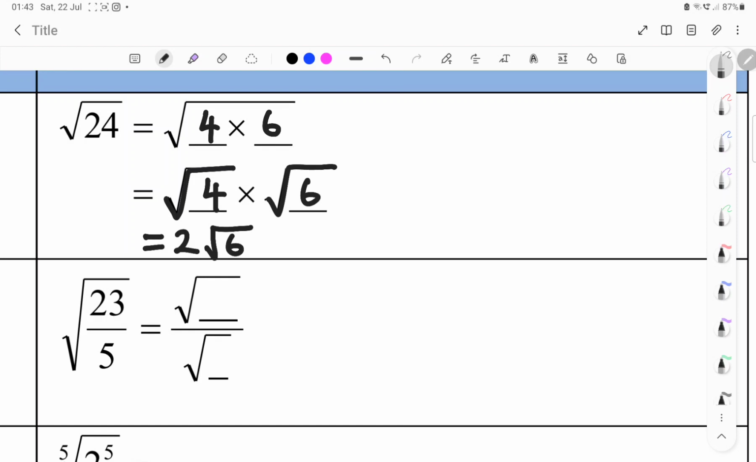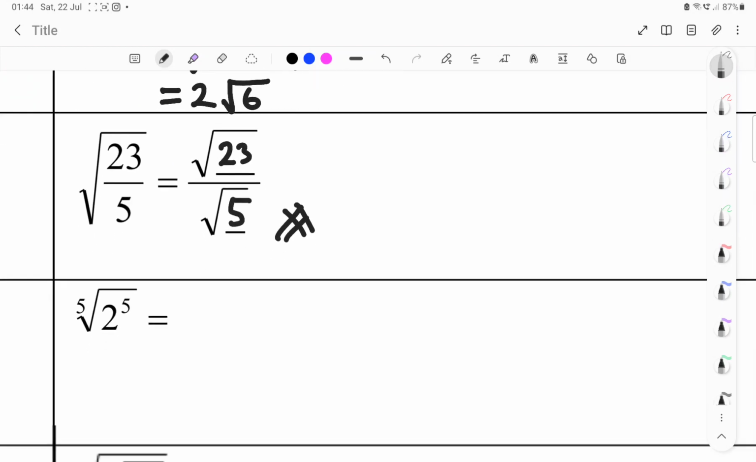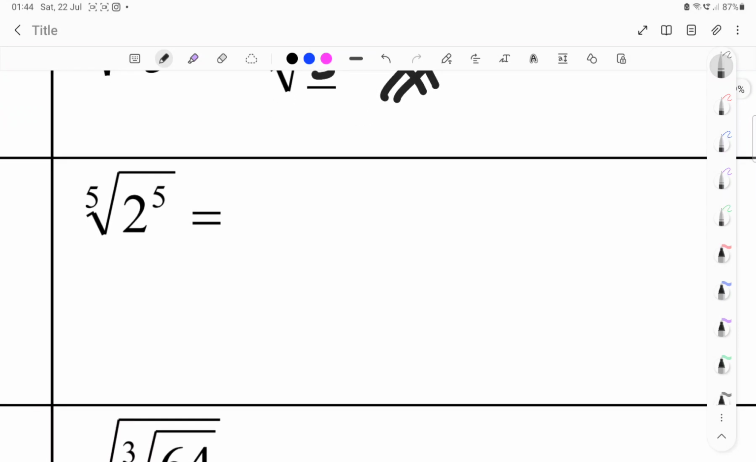We can split the surd symbol on the numerator 23 and the denominator 5. Can we divide 23? 23 is prime, right? Nothing happens. So I just want to share with you how we can separate the surd symbol. That's all.